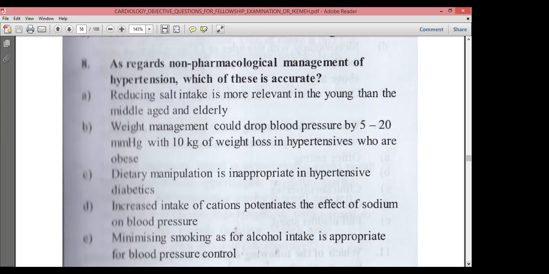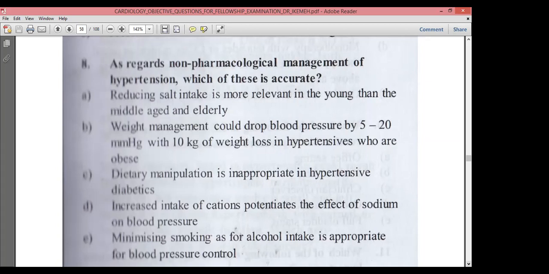So I think in one of our meetings, I posted the recommendation, a small diagram that shows the recommendations for non-pharmacological management. And for this question, the answer is B, which is actually a direct copy of what is in that picture that I posted, that with a 10 kilogram loss, you reduce the blood pressure by 5 to 15 millimeters of mercury. I think that table was taken from one of the earlier ESC guidelines on hypertension.